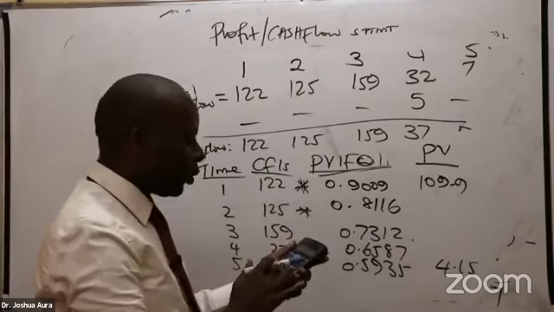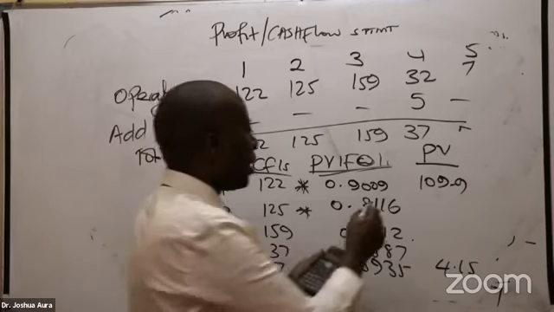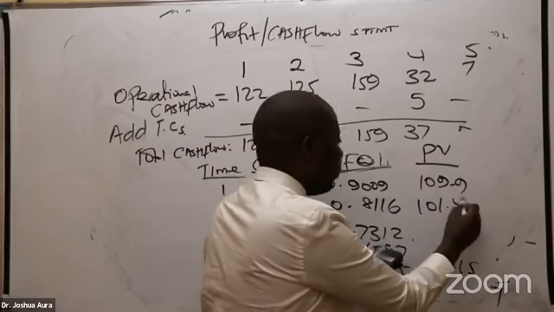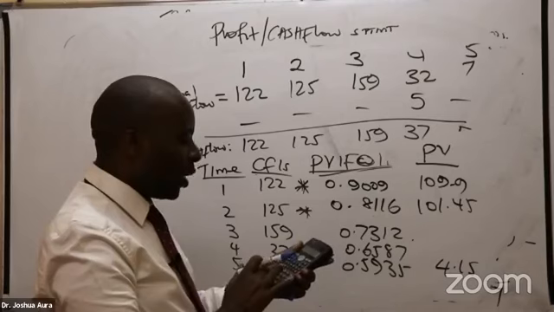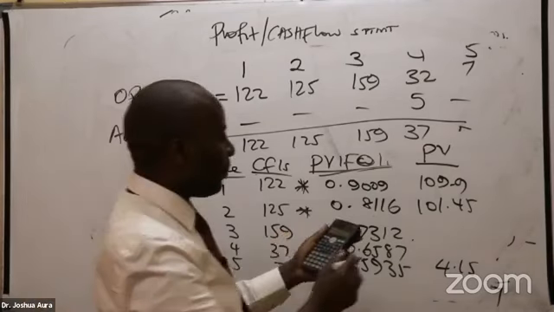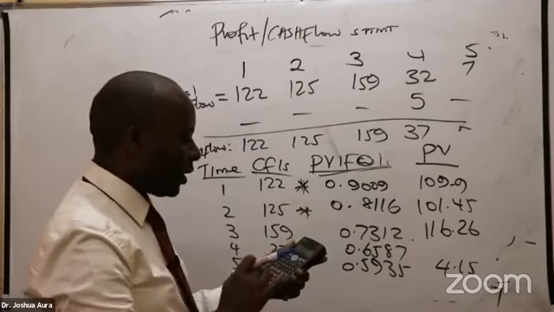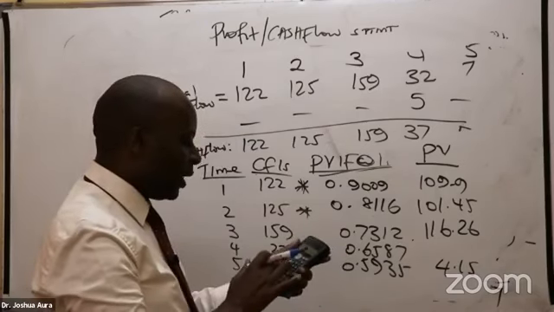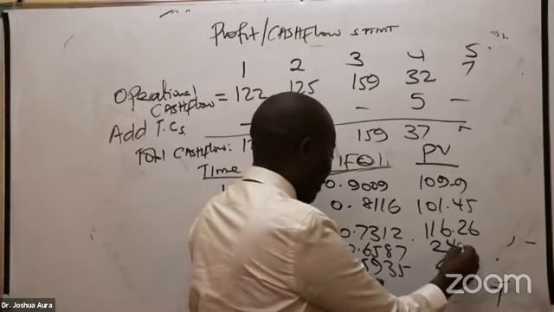From there, we have 125 times 0.8116, which gives us 101.45. Then we have 159 times 0.7312, which gives us, ladies and gentlemen, 116.26, like that. The last one is 37 times 0.6587, which gives me 24.37, like that.